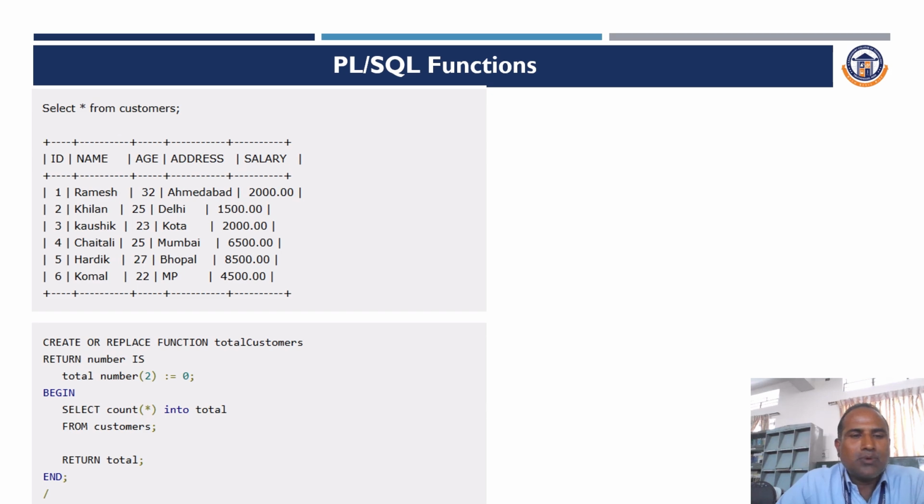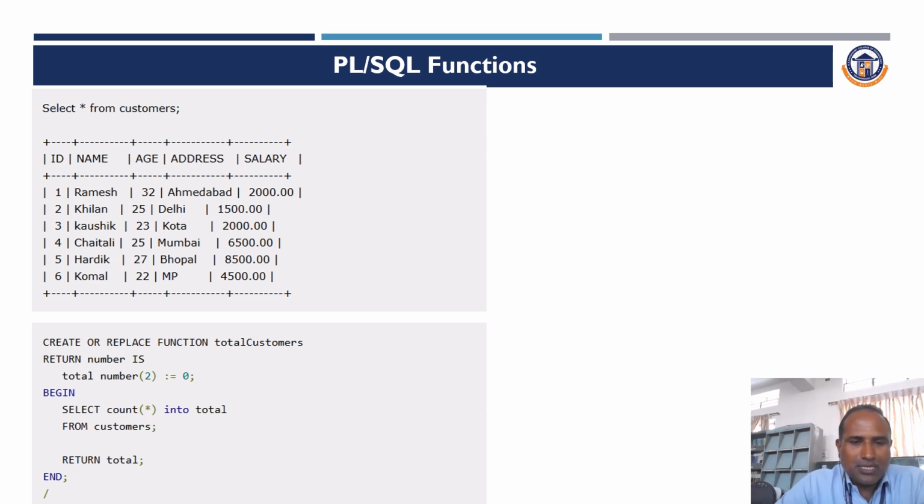So far we discussed normal programs, normal PL/SQL functions and blocks. Here is how we can use queries inside the block. See, let us assume we have a table called customers. Select star from customers. So we have 6 rows with some column values like name, age, address, salary.